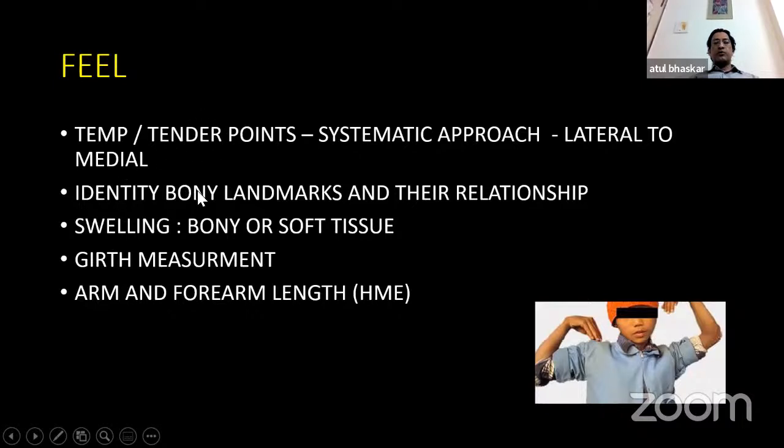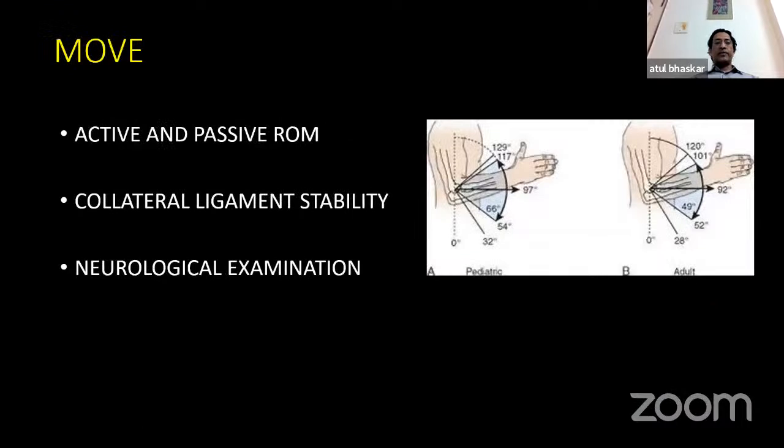You must know the bony landmarks and the relationship. So, of course, compare with the opposite side, and mark the bony landmarks: the olecranon fossa, the medial epicondyle, the lateral epicondyle, the proximal radius, and the proximal ulna. So you get an idea where the bony relationship is. And measure the girth for any wasting and the length of the forearm and the arm, especially in cases of congenital or dysplasia where there can be some limb length discrepancy as well.